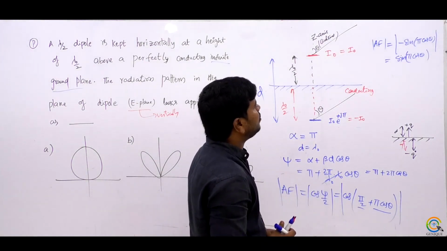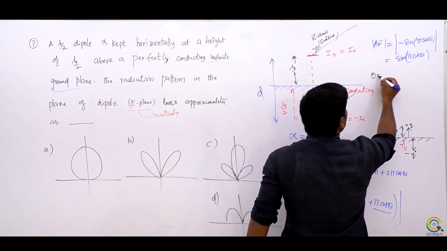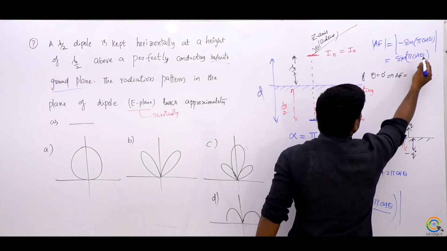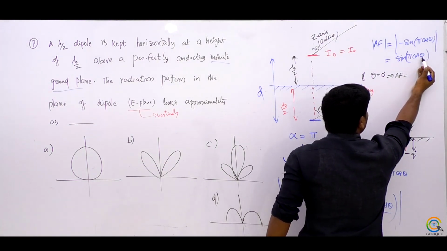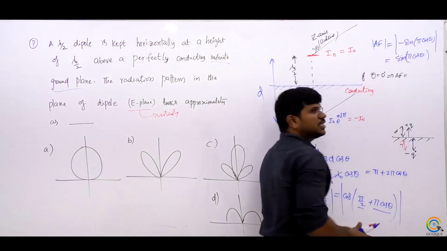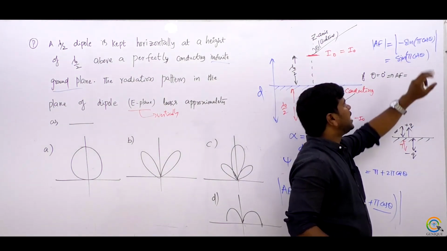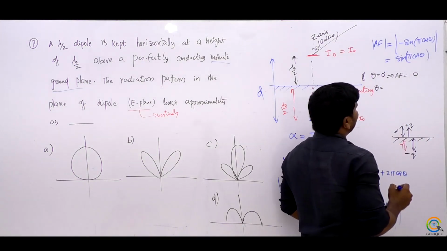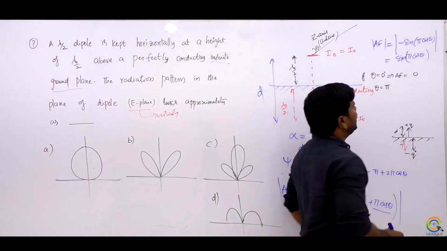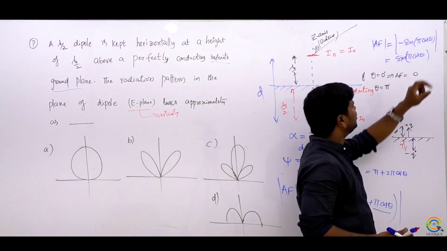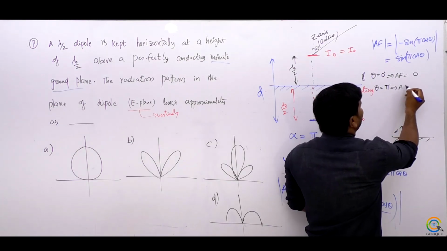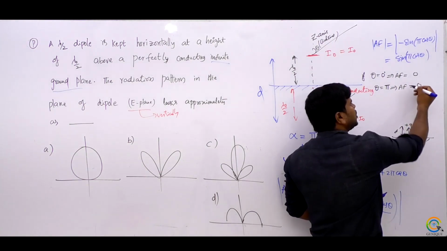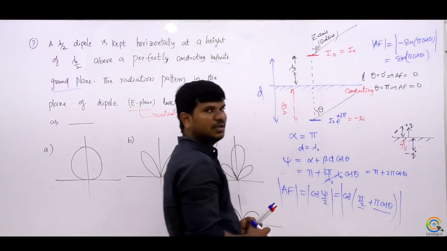Suppose theta equals 0 degrees, what happens? AF is equal to, if theta is 0, cos theta is 1, so sine pi is 0. If theta equals pi, what happens? Cos pi is minus 1, so sine of minus pi is also 0.